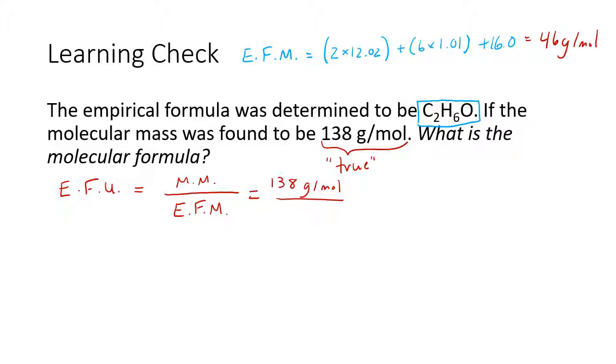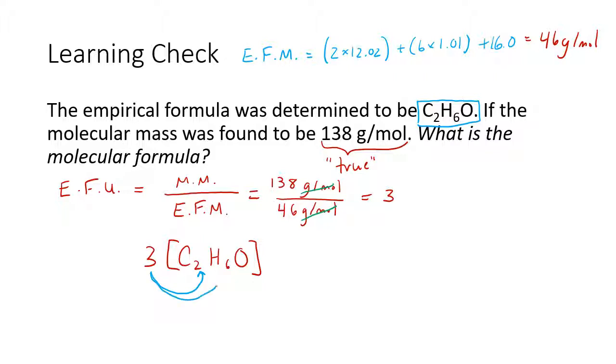So we're going to plug that into our denominator. 46 grams per mole is our calculated empirical formula mass. So when we divide, notice our units of grams per mole are going to cancel, and we're just going to be left with a whole number. So 138 divided by 46 should be 3. And we would expect a whole number here because we want a whole number of our units to be in one of our molecular formulas. That means that if C2H6O is our empirical formula, we're going to multiply through by 3 to each of our subscripts to get our true molecular formula.